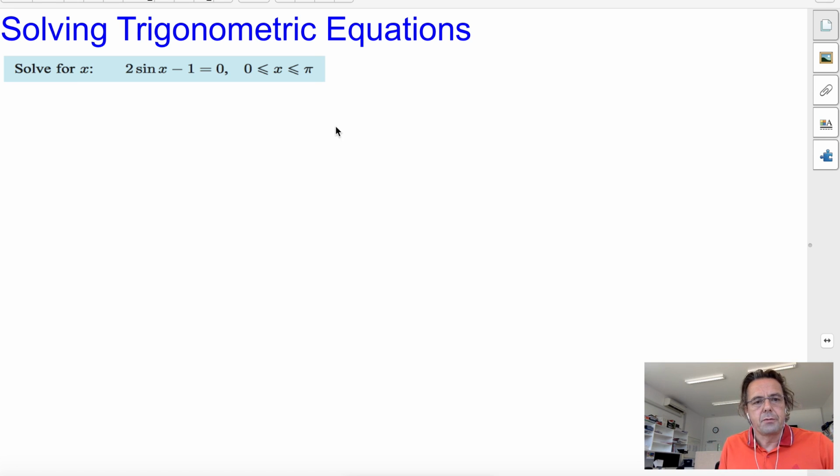This is a little lesson on solving some trigonometric equations. And the first one here is 2 sine x take 1 equals 0. We have to solve that equation for x, so find x. Now the quickest and easiest way to do it is to use your calculator, if you are allowed to. So in a paper 2 or 3 you are allowed to use your calculator.